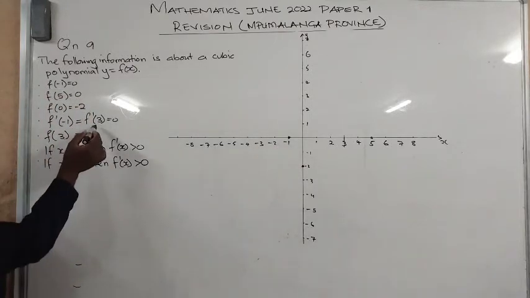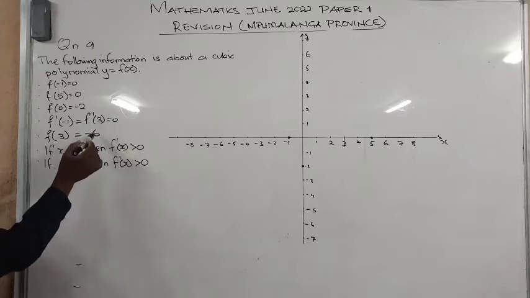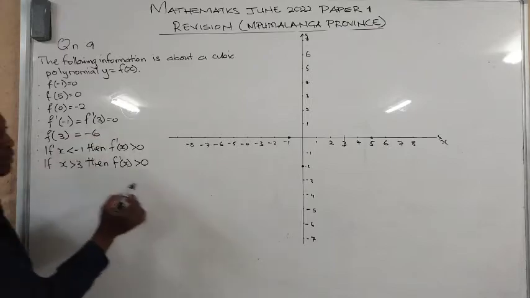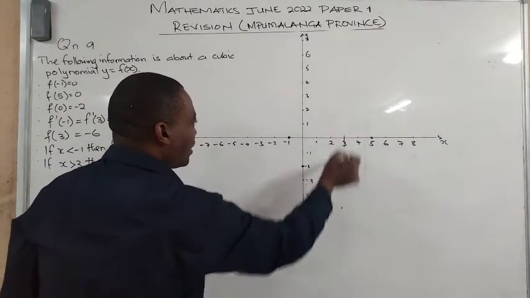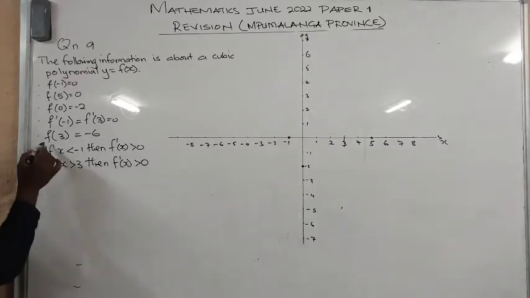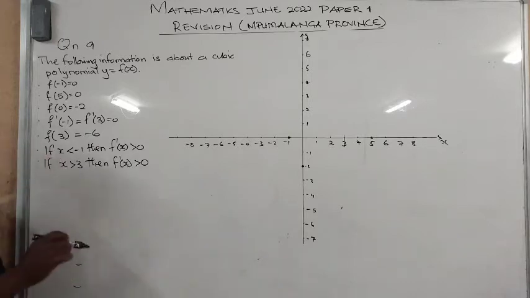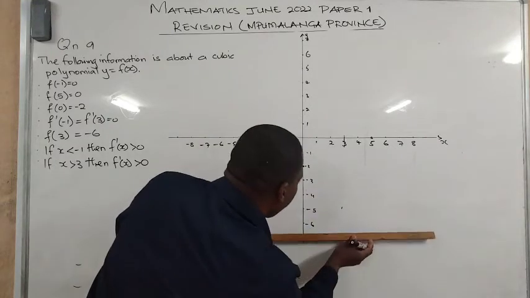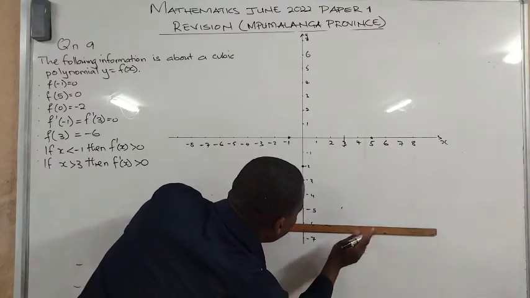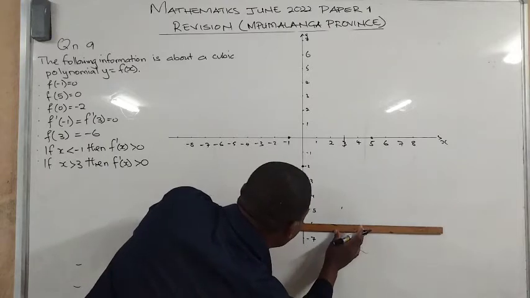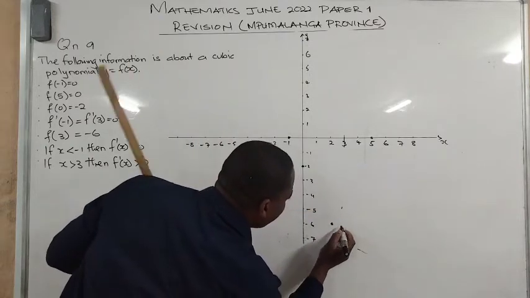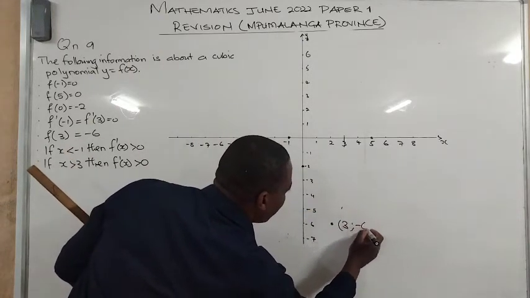And then we also have a turning point along the line x is equal to 3. That is, along the line x is equal to 3, we have a turning point somewhere. And they have told us here that when x is 3, f of x is -6. That points to say, when x is 3, y is -6 becomes the turning point. So we are having a turning point here at (3, -6).